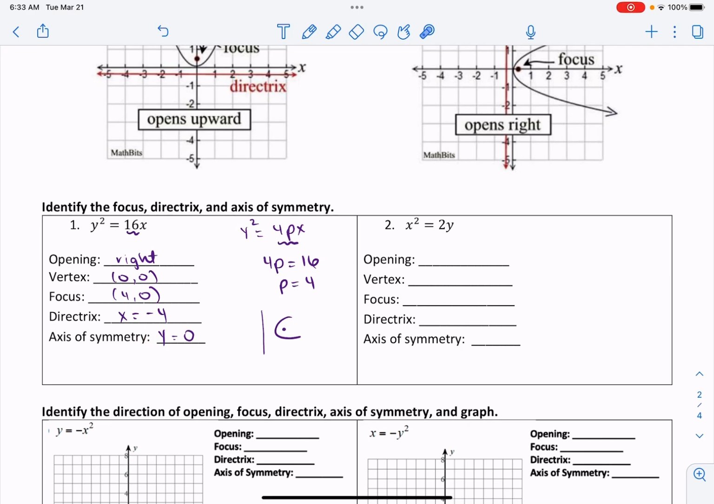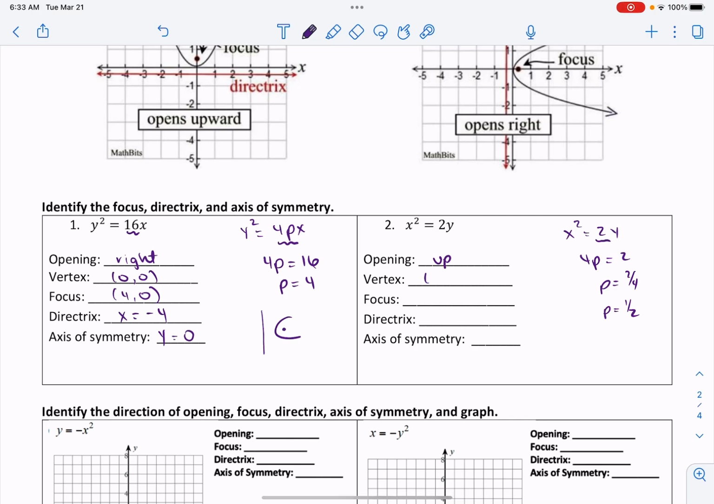Let's try the next one. Now, x squared is equal to 2y. This time it's x squared. That means it's either going to open up or down. So the first thing I'm going to do is find out what p is. So 4p is equal to 2. That means p is equal to 2 over 4, which is a half. Now, again, this one, because it's positive, it's going to open up, because this is either opening up or down.